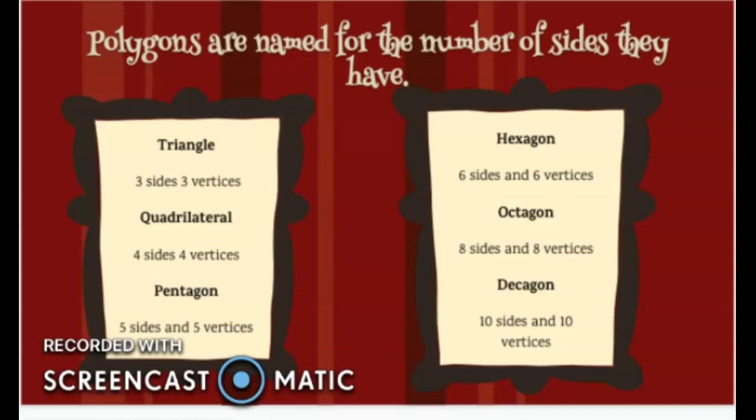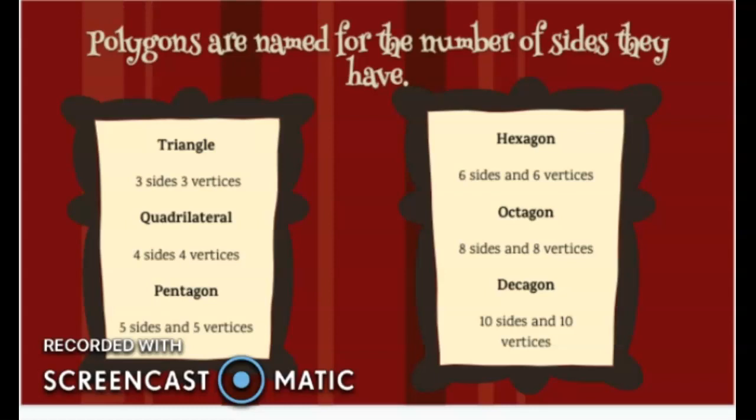The next shape that we're going to talk about is a pentagon. A pentagon has 5 sides and 5 vertices. Now, there is a famous building that is part of the United States that we call the Pentagon. Guess what shape it's in? If you said pentagon, you're right. So that's where it got its name from, I believe.